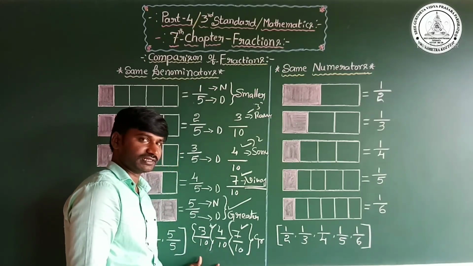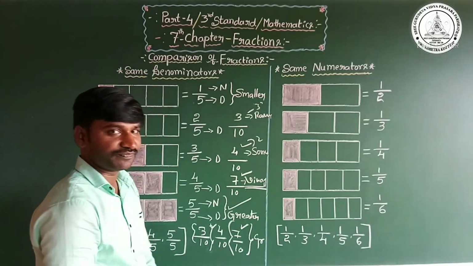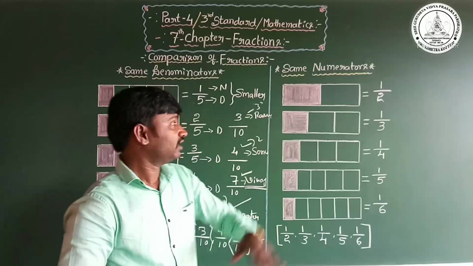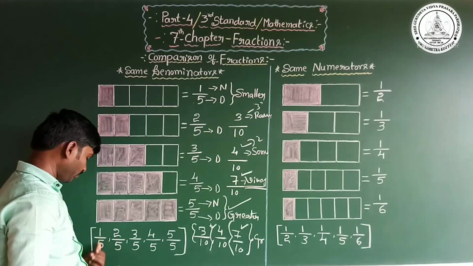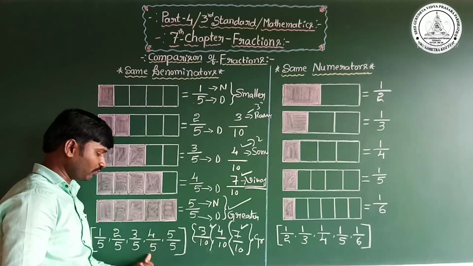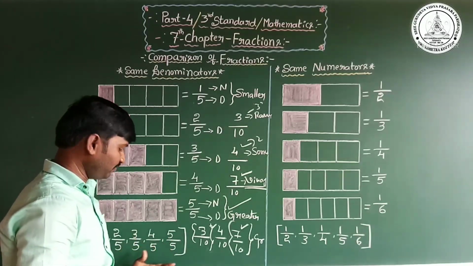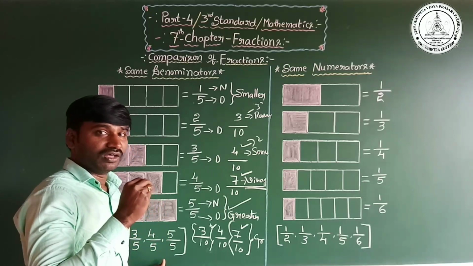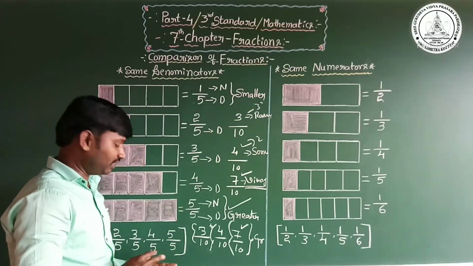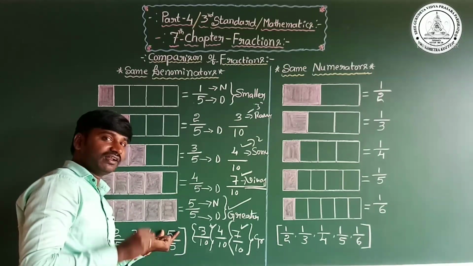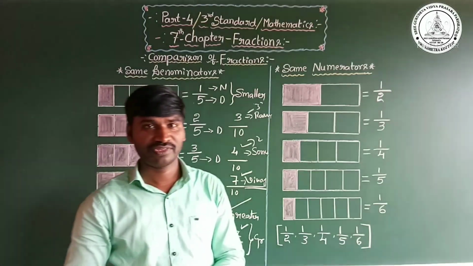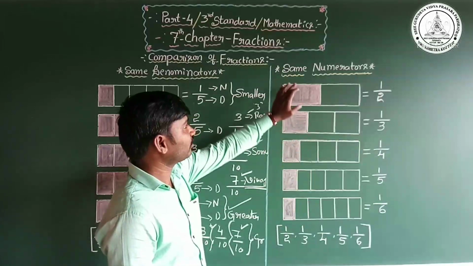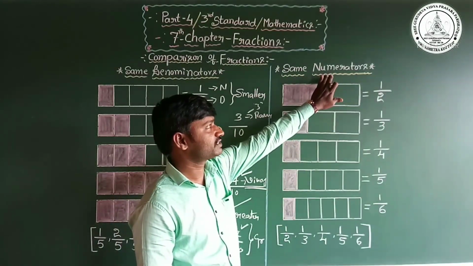Compare these 3 fractions. Okay, dear students, when the given fractions have the same denominators, like 1 by 5, 2 by 5, 3 by 5, 4 by 5, 5 by 5, the fraction with the greater numerator is the greater fraction. Okay, dear student, now observe same numerators.